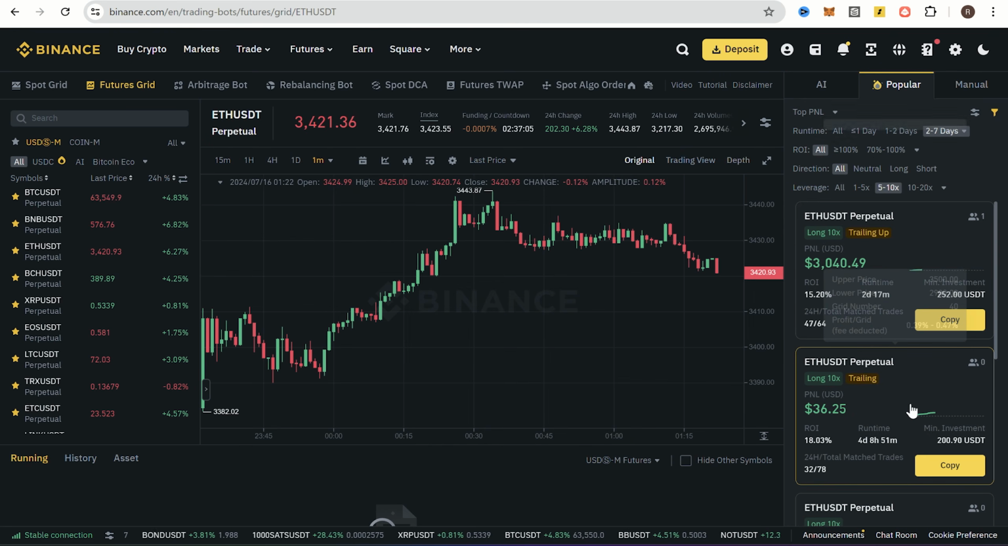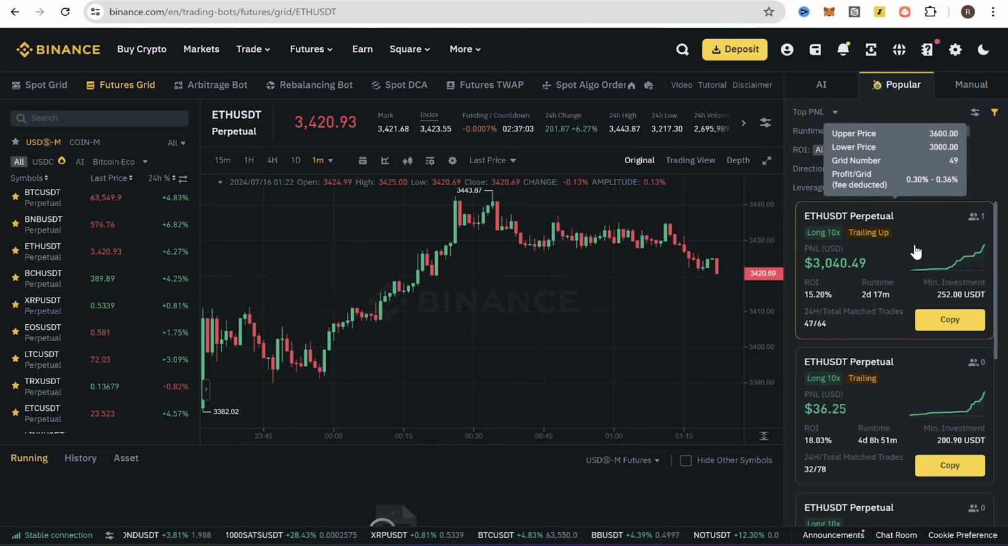Alright, this bot is the futures grid. Then I have to select the coin I want to trade. I think Ethereum is good. It's been pretty stable lately and is located within the same price range.